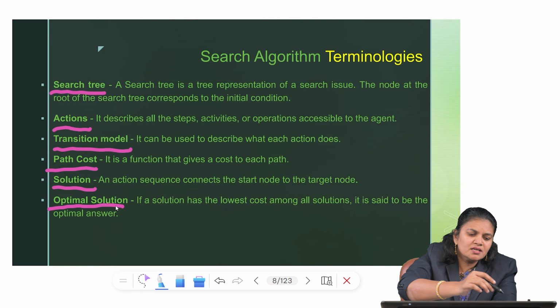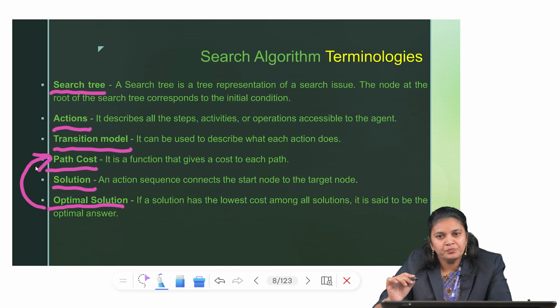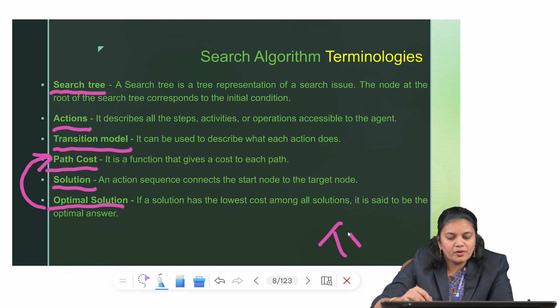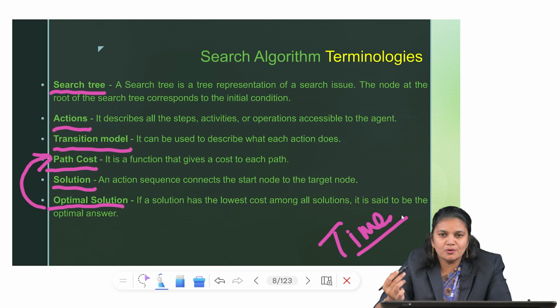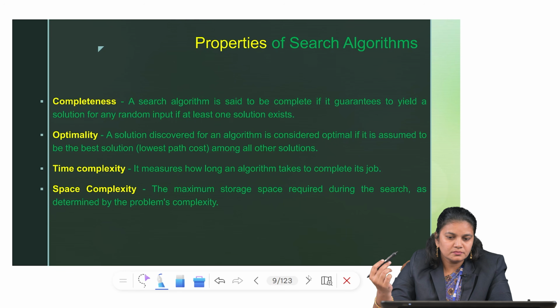How can we try it? We can use the path cost for finding the optimal solution. We can use the timing, what time it takes for the execution, and how long it takes to reach the solution. So all these terms can be used for finding out which is the optimal solution.